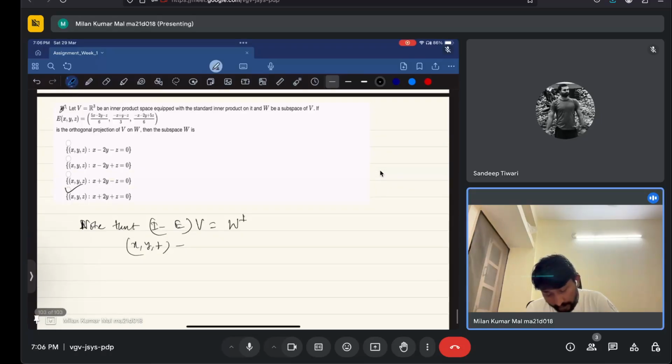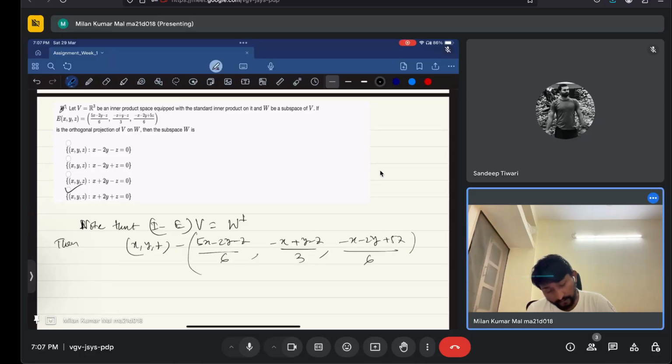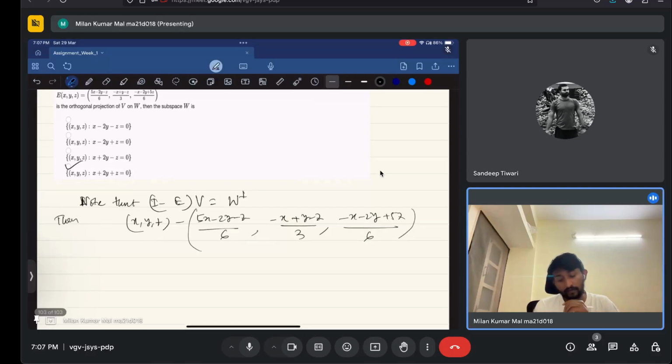giving 5x minus 2y minus z by 6, comma, minus x plus y minus z by 3, comma, minus x minus 2y plus 5z by 6, this term whole into, this is I minus E. So then I minus E whole at x, y, z is equal to this.